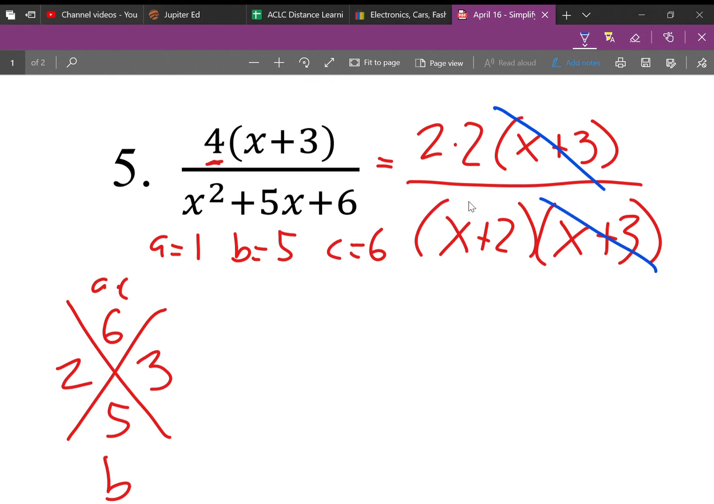That's going to leave me on the top the 2 times 2, which can go back to being 4. On the bottom, x plus 2, and I do not need the parenthesis because there's nothing outside. That would be our answer: 4 over x plus 2. That's how you're going to do problems 5 through 8.